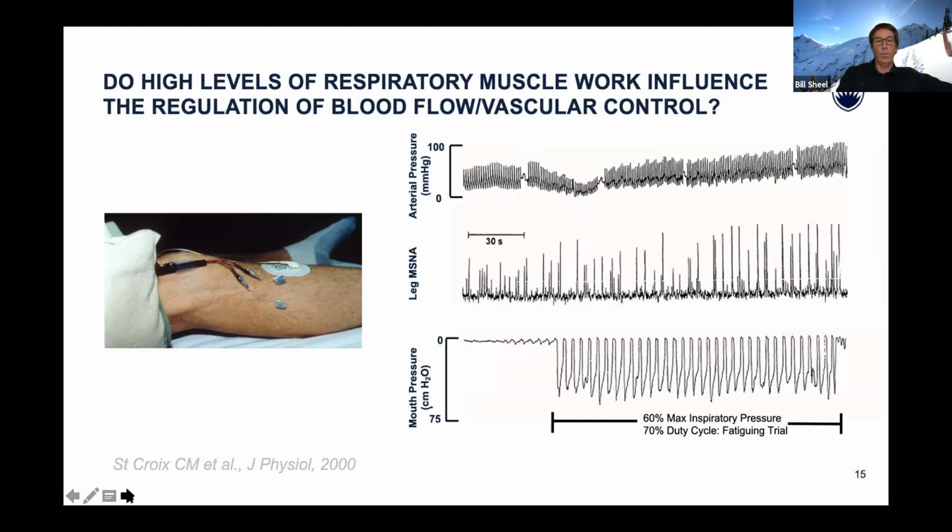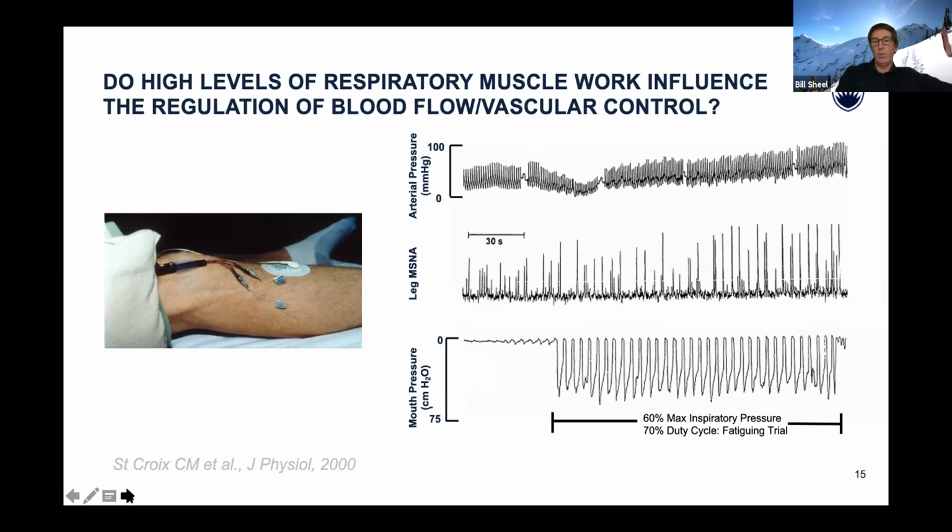vascular control? What's shown here is a technique called microneurography, where you can impale a superficial nerve with a tungsten electrode. It's very fine, small diameter, and you can record vasomotor outflow to the muscle, and that's shown here. The top panel is arterial pressure, beat by beat. The middle panel is muscle sympathetic nerve activity, and the bottom panel is mouth pressure. It's a bit of a strange paradigm, but bear with me.